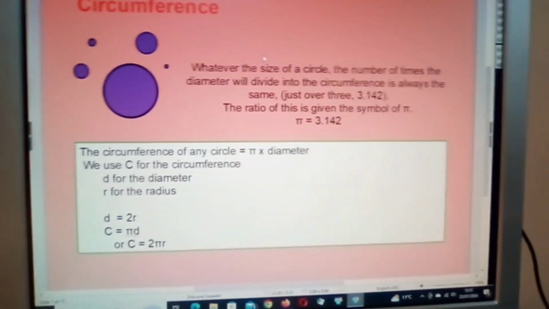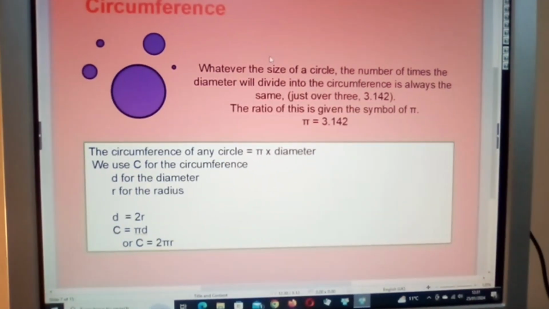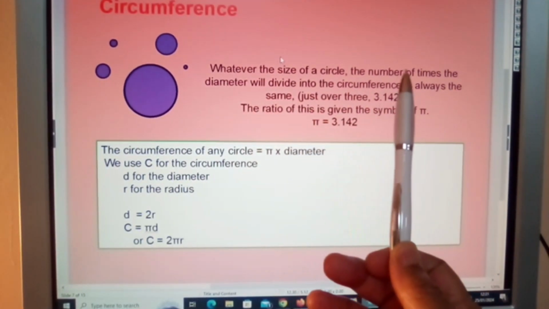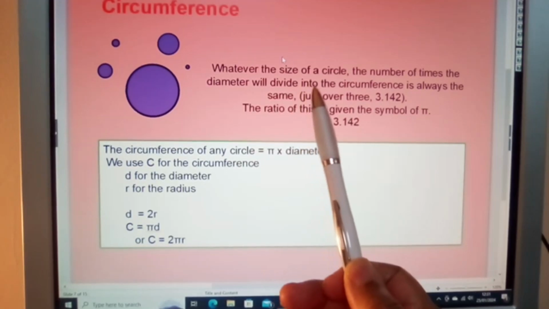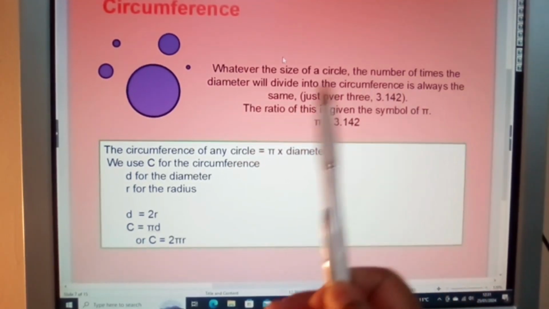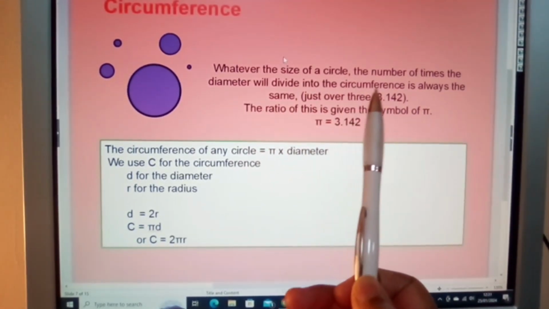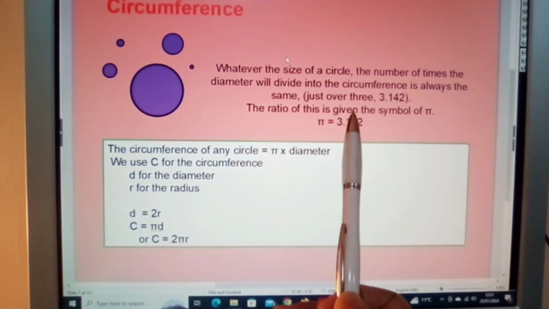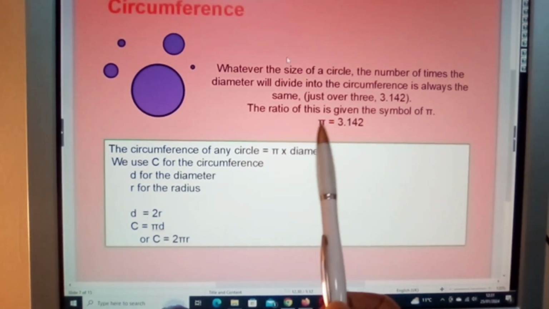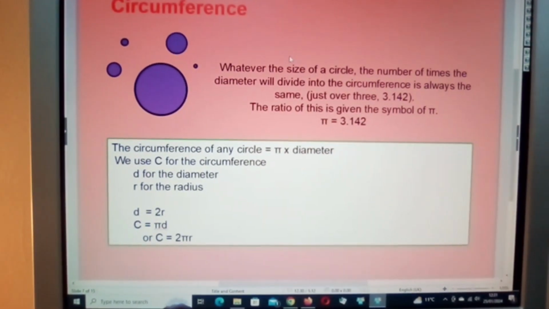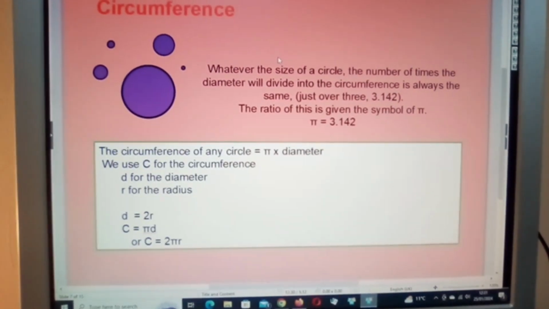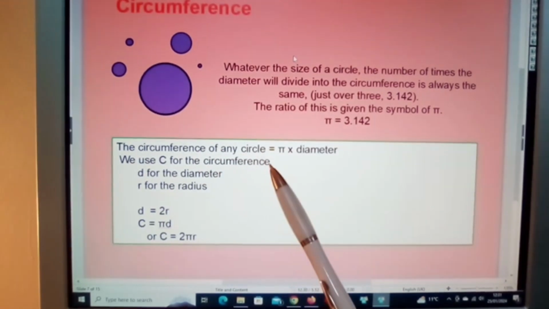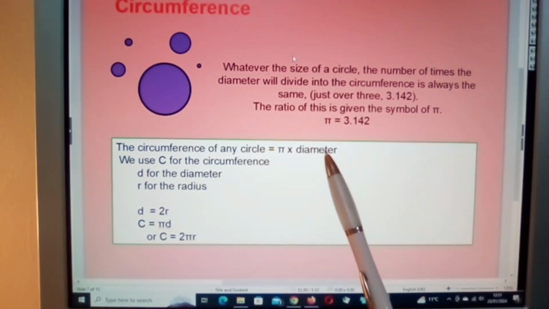Now, looking at the circumference, whatever the size of a circle, the number of times the diameter will divide into the circumference is always the same, just over 3.142. The ratio of this is given the symbol of pi. Pi equals 3.142. Now, the circumference of any circle equals pi times the diameter.